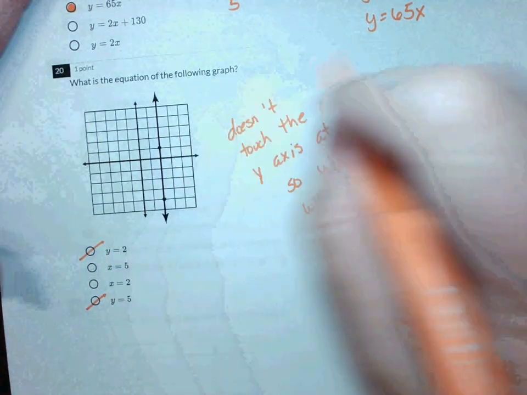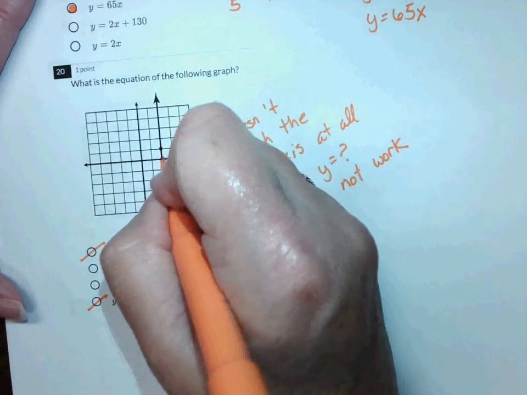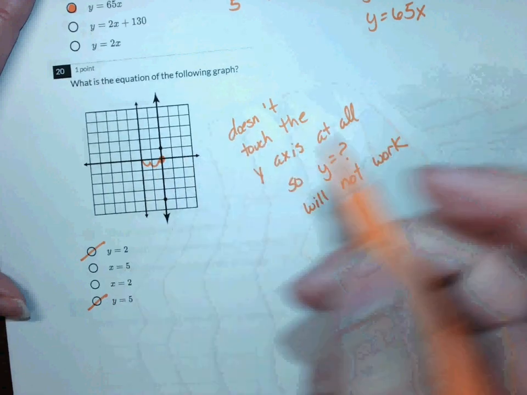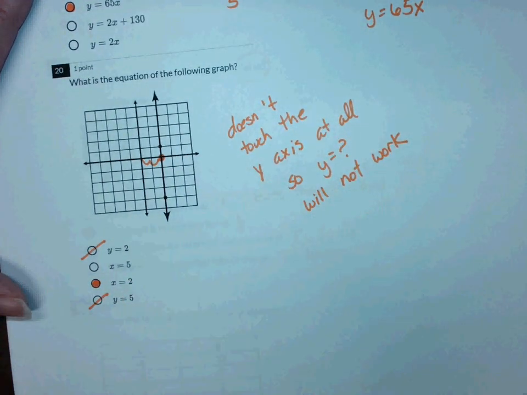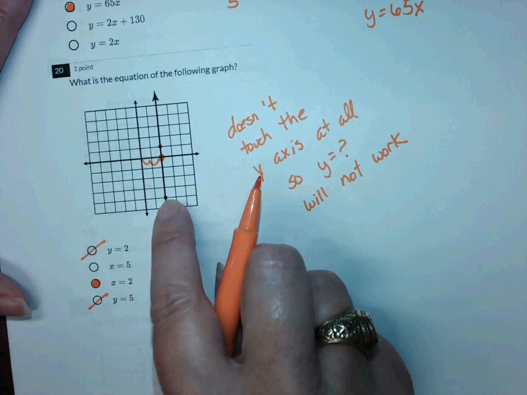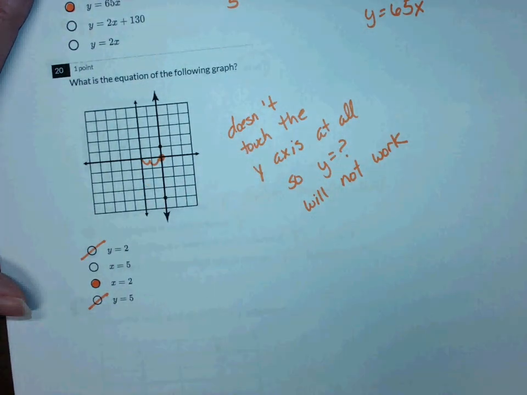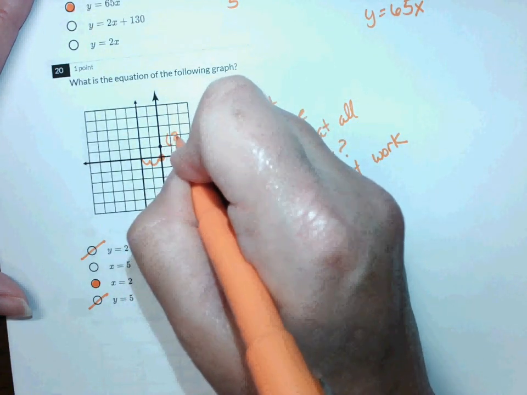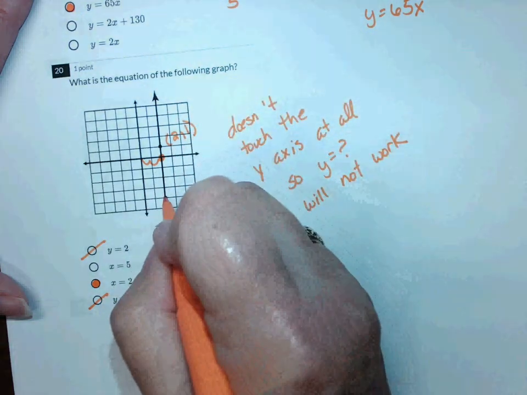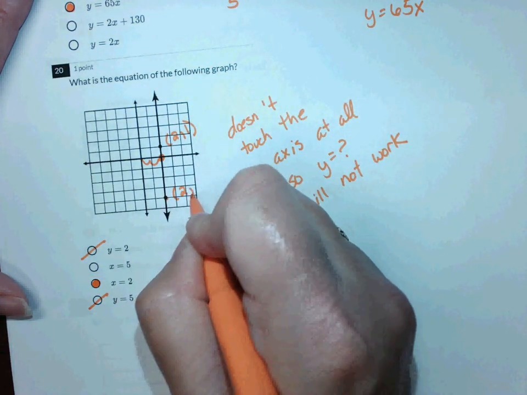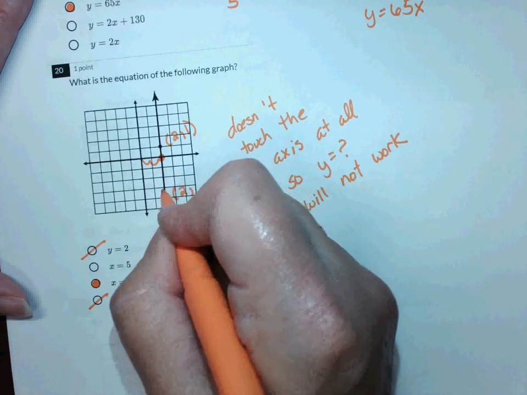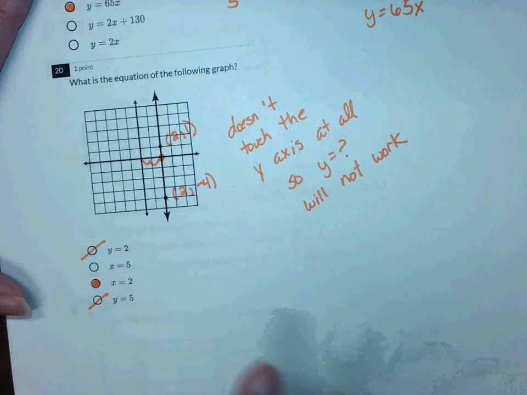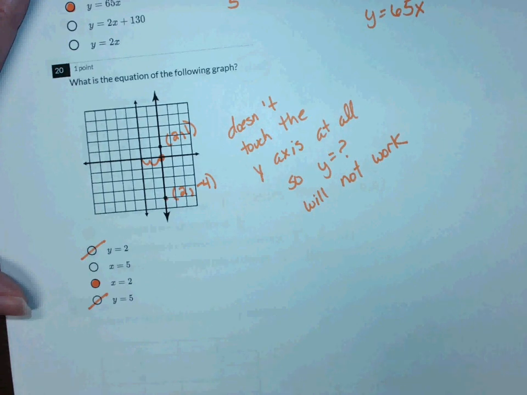So where does this thing cross the y-axis? X-axis. It crosses right there. It crosses the x-axis at the 2. X equals 2. At every single point on this line, the x value is 2. This point right here that they gave us, the x value is 2, and the y value is 1. This point right here, the x value is 2, and the y value is negative 4. But every single point on this line, your x value is going to equal 2. That's why it's x equals 2. And that is it.